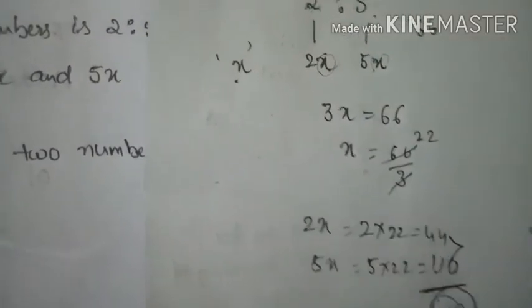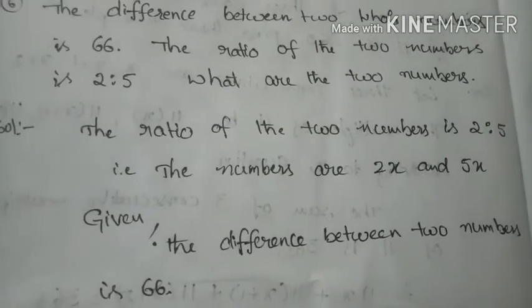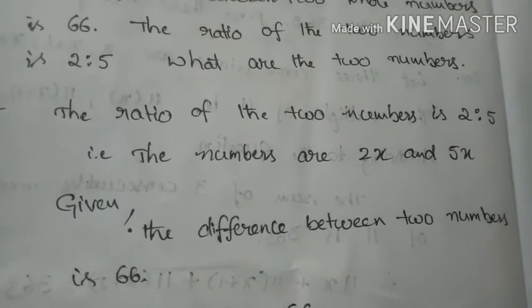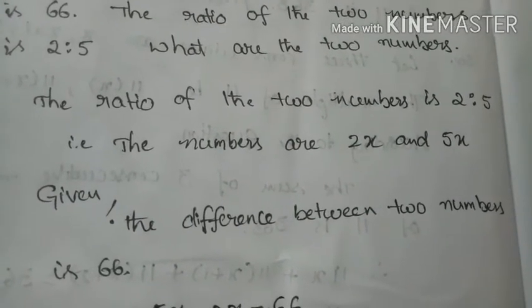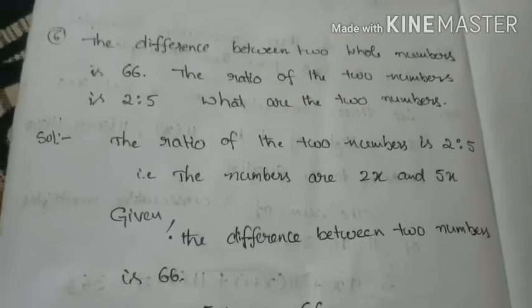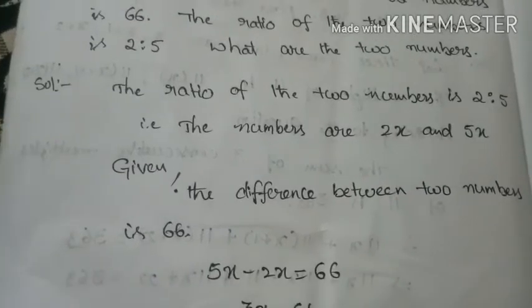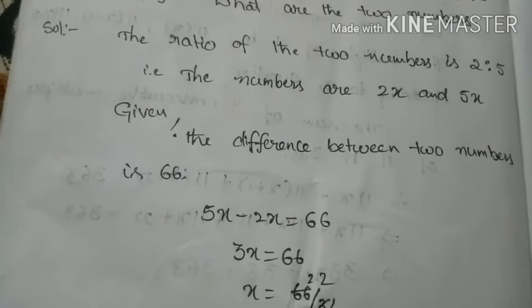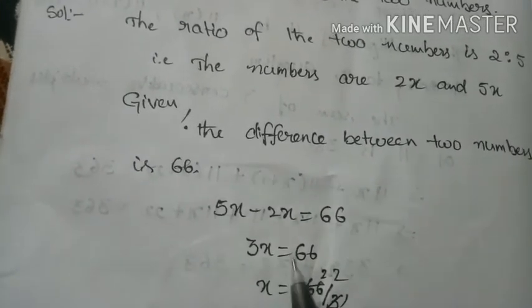Okay, let's start. The ratio of the two numbers is 2:5, so the numbers become 2x and 5x. Given that the difference of the two numbers is 66, we use 5x minus 2x is equal to 66. That is 3x is equal to 66.